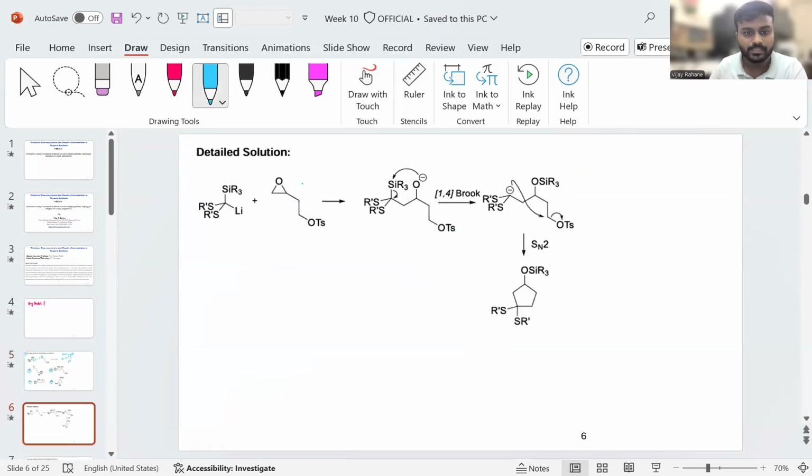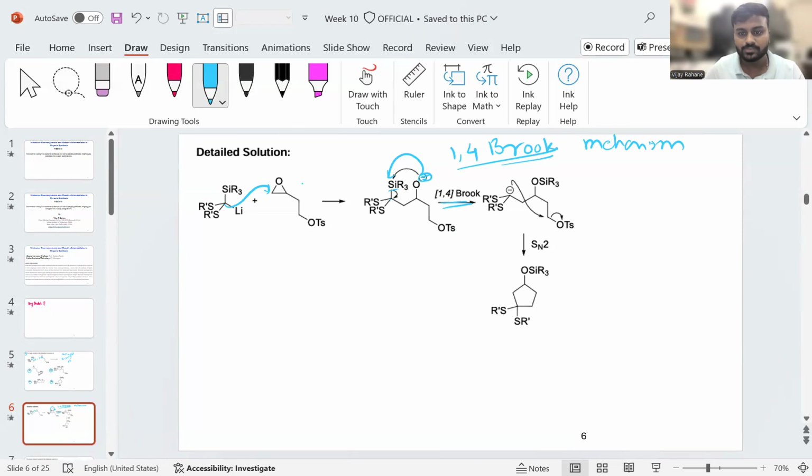and if you look at the mechanism, this C negative attacks this epoxide, so ring opening takes place. This epoxide O will now be negatively charged, and it further attacks the silicon. Then the carbon-silicon bond gets cleaved, giving another carbanion. So this will be the one for Brook mechanism. This was already covered in week four, already covered in the week 10 videos.